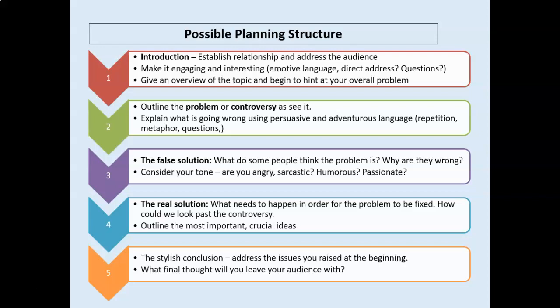And that could be a sort of combination of ideas. What are the most important things that need to happen in order for this environmental problem to be solved? And finally, a conclusion. You might go back to something you mentioned in the introduction. You might sort of answer a question you raised earlier, but you need to think about the final thing you're going to leave your audience with. What is the way forward? What do you urge them to do?